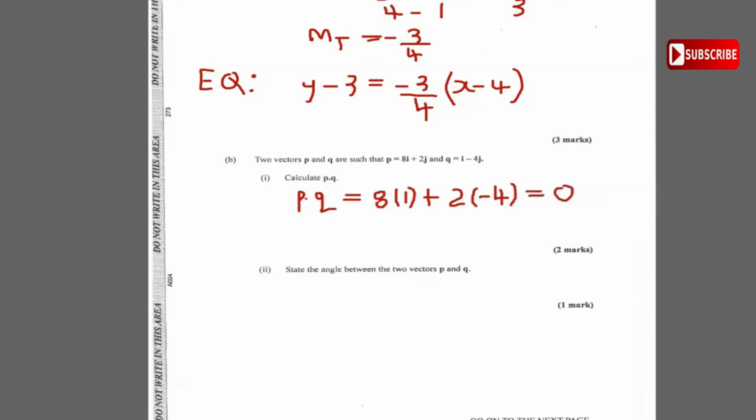Now since P dot Q is equal to 0, then the angle between the two vectors is 90 degrees. All right. So the angle is 90 degrees since P dot Q is equal to 0. We can just tell them that there's no calculation to show. It says state the degrees of the angle.